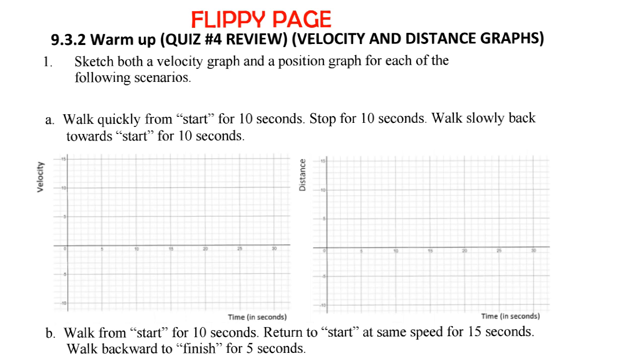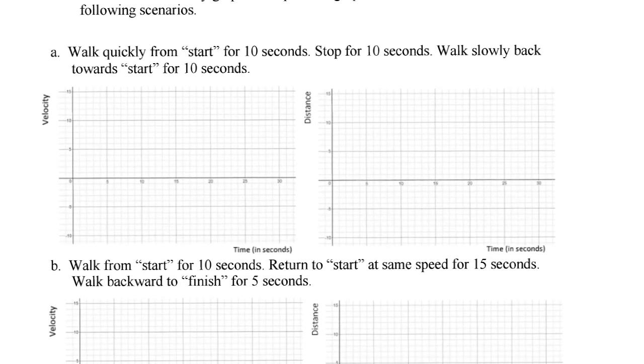Sketch both the velocity and position graph for each one of the following scenarios. The first question is walk quickly from start for 10 seconds, and then stop for 10 seconds, walk slowly backwards for 10 seconds. So this is a different thing when you're looking at walking slowly backwards for 10 seconds. Let's take care of the first 10 seconds, which is walking quickly, which will definitely be a velocity that's higher than walking slowly.